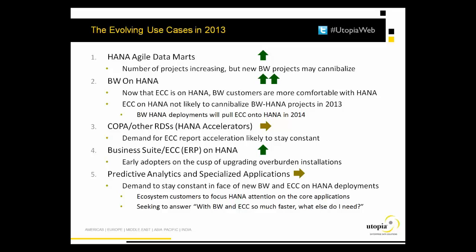But if you take that premise a step further and you deploy a series of RDSs, then you can move 3 or 4 or 5 or 6 core critical data objects and reports over to HANA and still retain your ECC environment on whatever disk-based database you have. So it's kind of like a hybrid scenario. So that's why I want to hedge here a little bit, because there's a number of factors that are impinging on number 3 here, and that's COPA and the HANA accelerators.